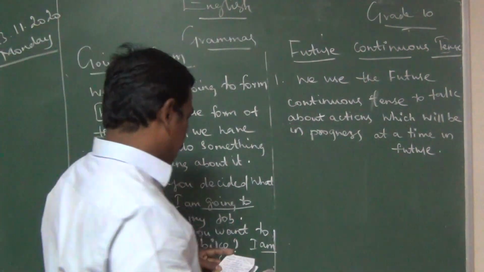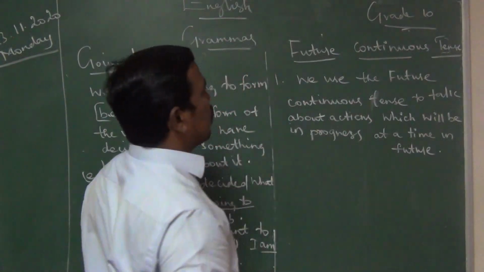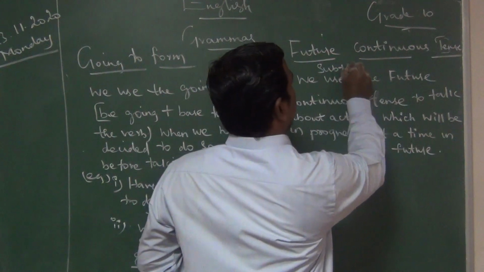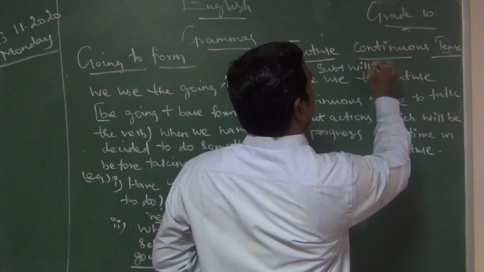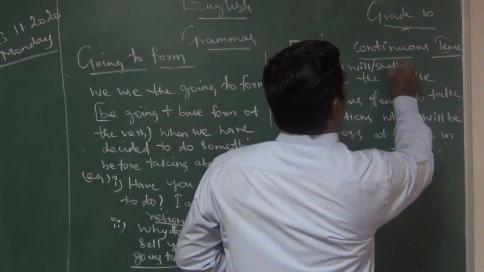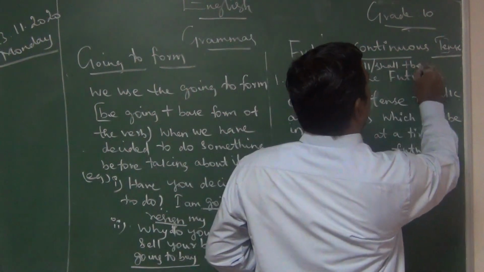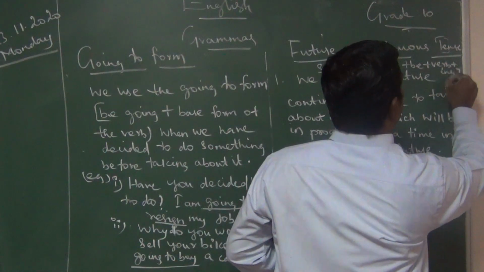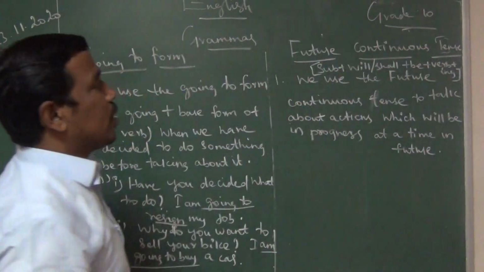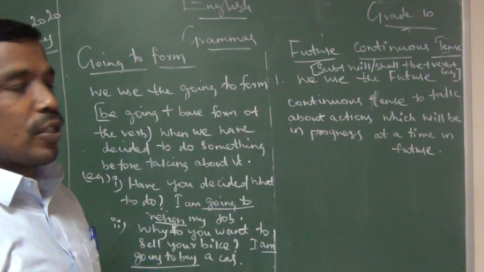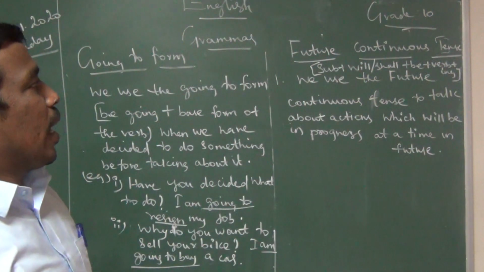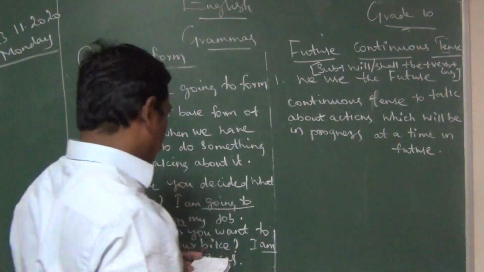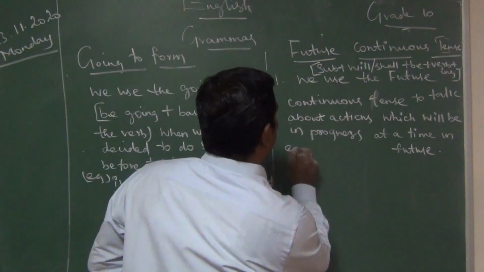For example, the future continuous structure is like this: subject, will or shall, plus be plus verb plus ing. What is the future continuous tense structure? Subject, will or shall, plus be plus verb plus ing.